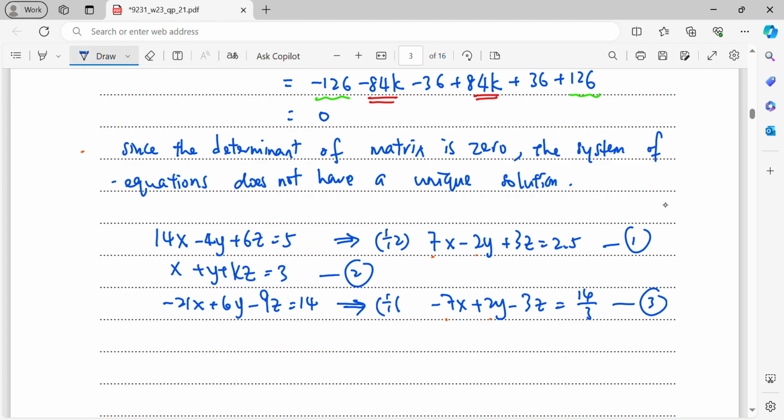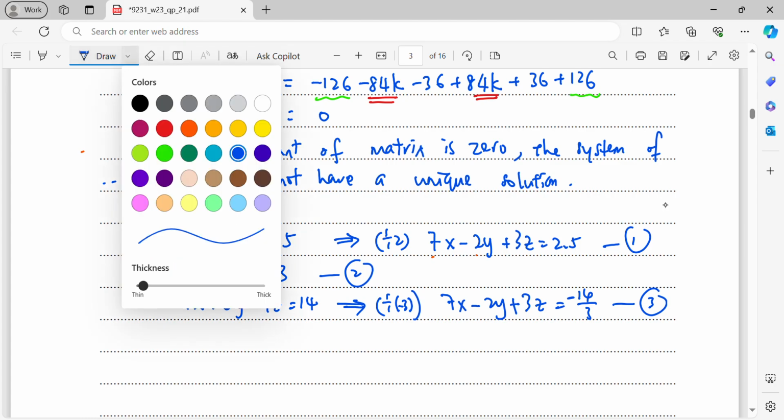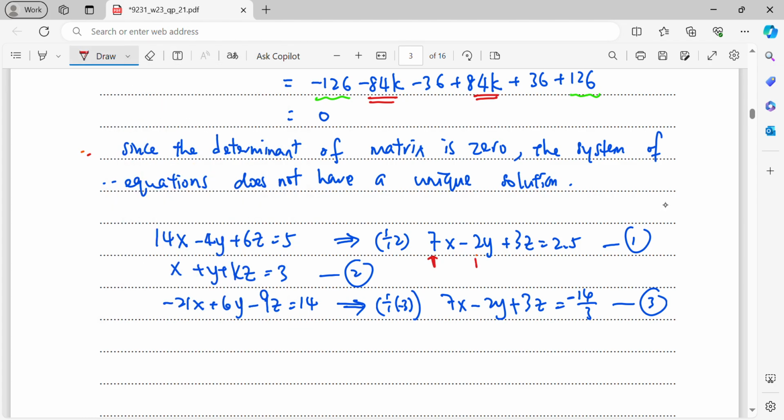So here I divide by negative 3. That means the first one is positive, the second is negative, right? So first one positive, second is negative, and then minus 9 divided by minus 3 is positive 3. Then here is minus. So now you can see clearly that the first and third equations have exactly the same coefficients. That means they will be parallel, but not identical, because the right side is not the same. It's different.